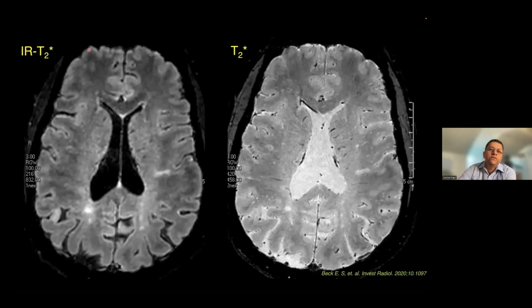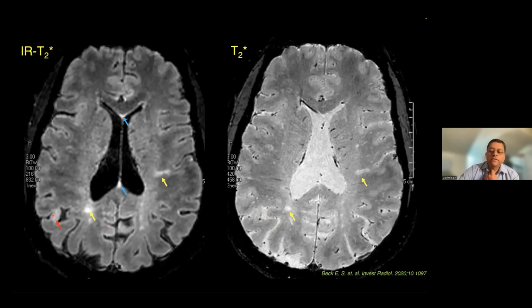And so these are the images. This is the IR prepared T2 star, and this is the routine T2 star. You can see that the normal white matter lesions are seen in both, and maybe seen better in the IR T2 star. There are hyperintensities around the ventricles that are seen on the IR T2 star, but completely masked out in the regular T2 star because of the CSF signal. There is a cortical lesion right there that is seen here, but you would not call it a cortical lesion because it looks like CSF.